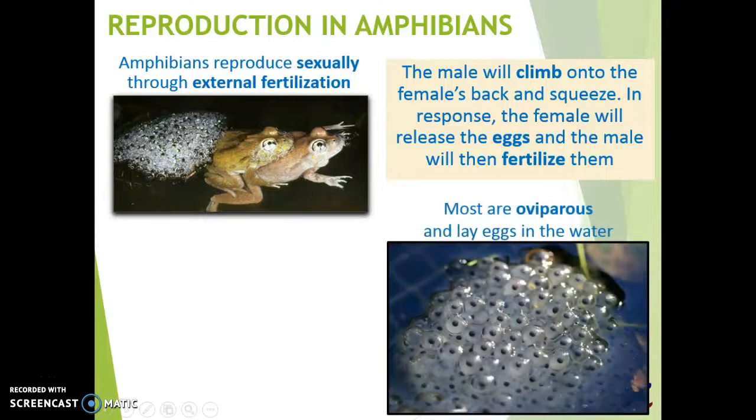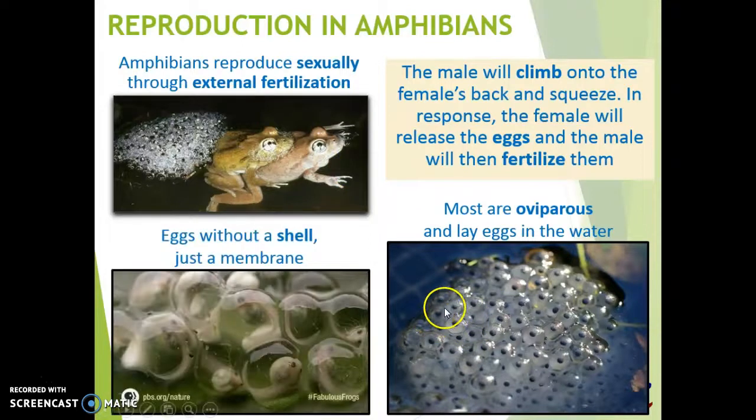Okay? So amphibians are oviparous. They lay the eggs in the water because these eggs don't have a shell, just a membrane. You see it here. You see this little larva of a frog here, it's just a membrane. There is no other protection than this. That means that if the water goes out, then the egg will dry.